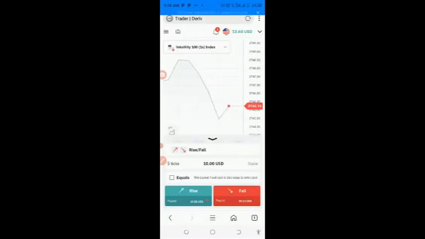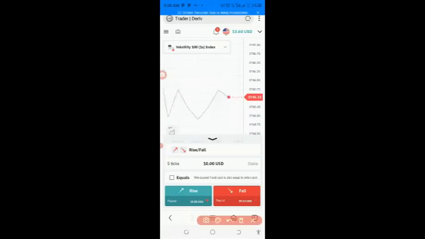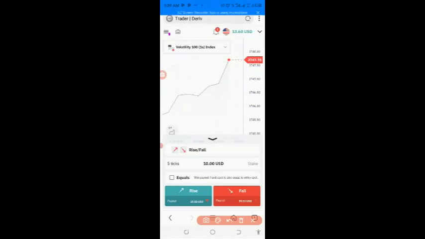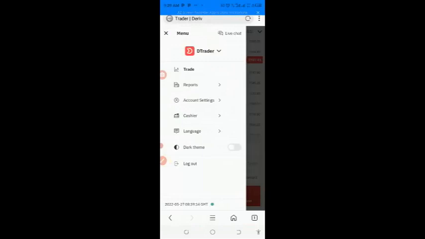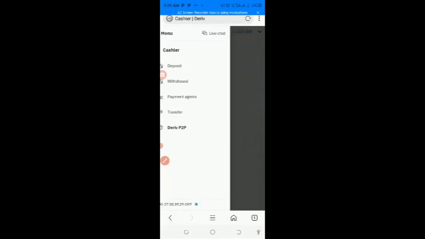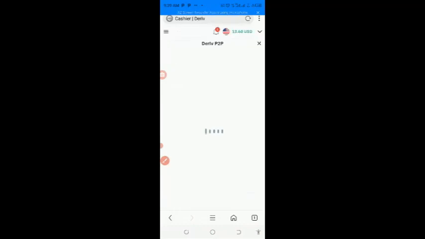Okay, thank you. This is the Deriv app now, as you can see. So the first thing to do is to move down to this place, and then just click that side. You just have to click cashier. You see cashier there, so you just click on it and you move to Deriv P2P. As you can see P2P here, just click on it and it will take you to P2P.